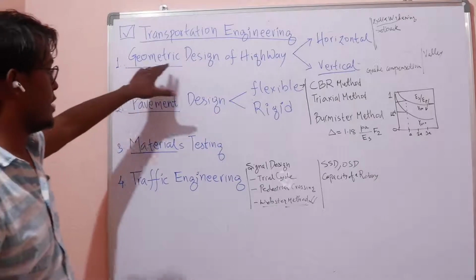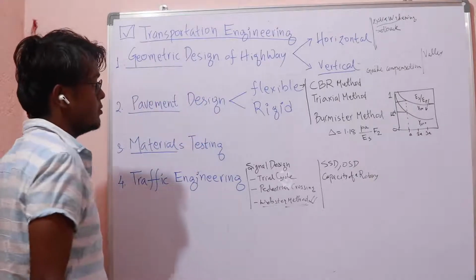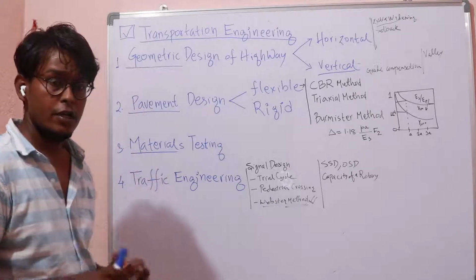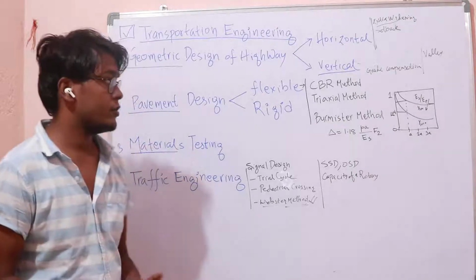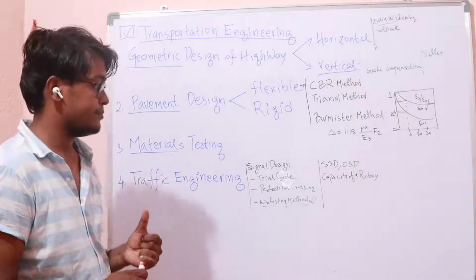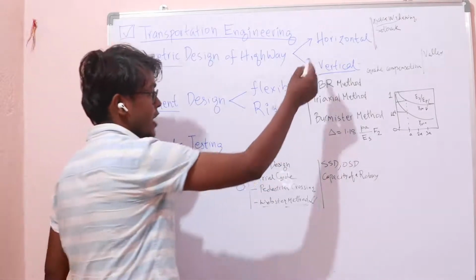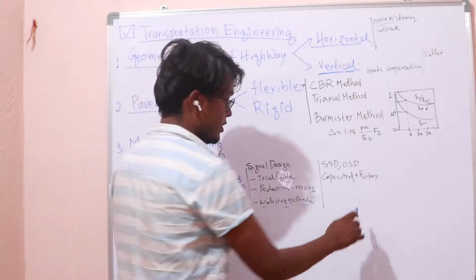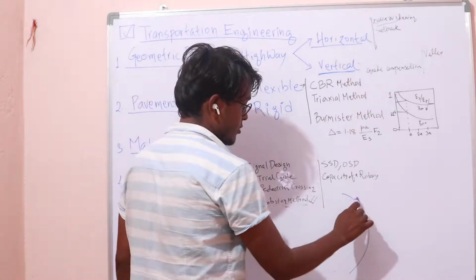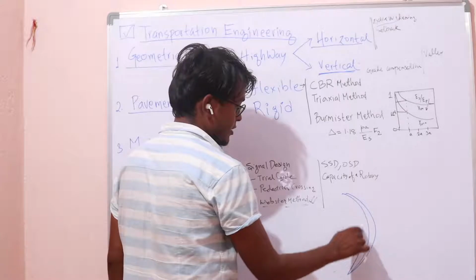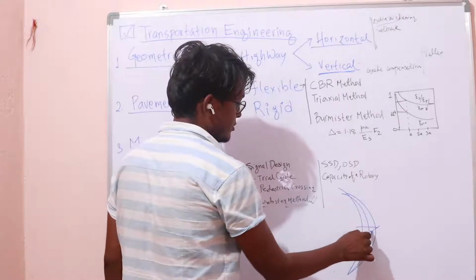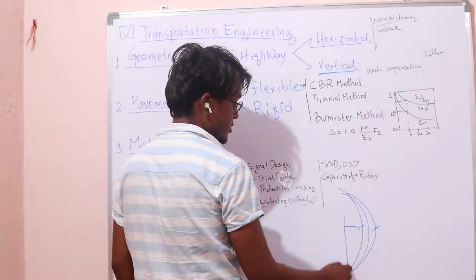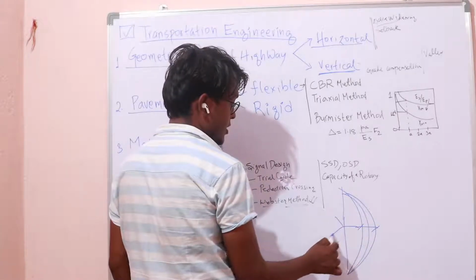In geometric design of highway, we study about the geometry of the curve of the highway. So we divide it in two parts: horizontal curves and vertical curves. On horizontal curve, we study extra widening, on how much extra widening must be provided on curves, and setback distance, how much setback distance is required for building line.